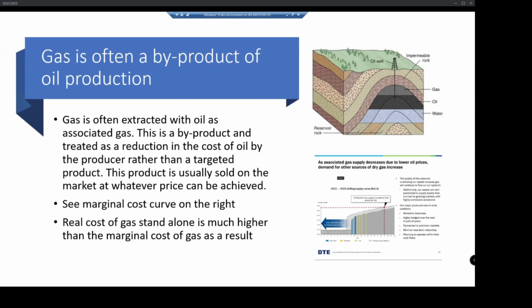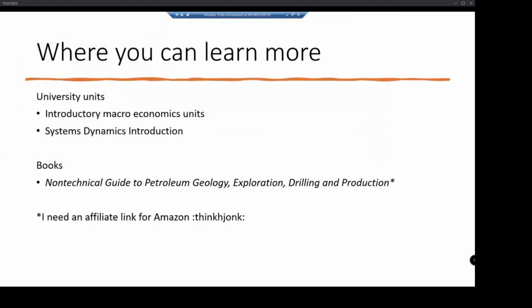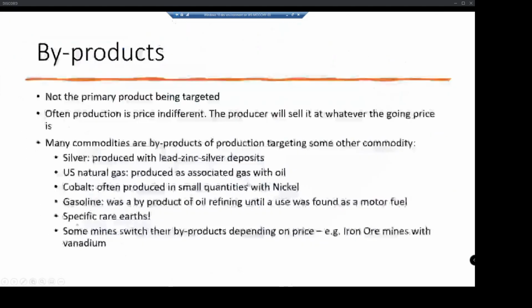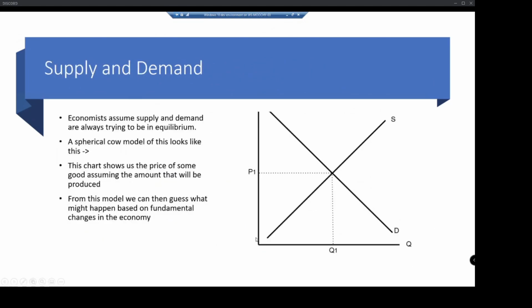So that's kind of the end of the presentation. If you want to learn more about these things, most of this stuff is macroeconomics, so you do an intro to macroeconomics at university. System dynamics is an interesting one. I've included a link here to a self-study course on system dynamics. You get some neat software and play around with it.